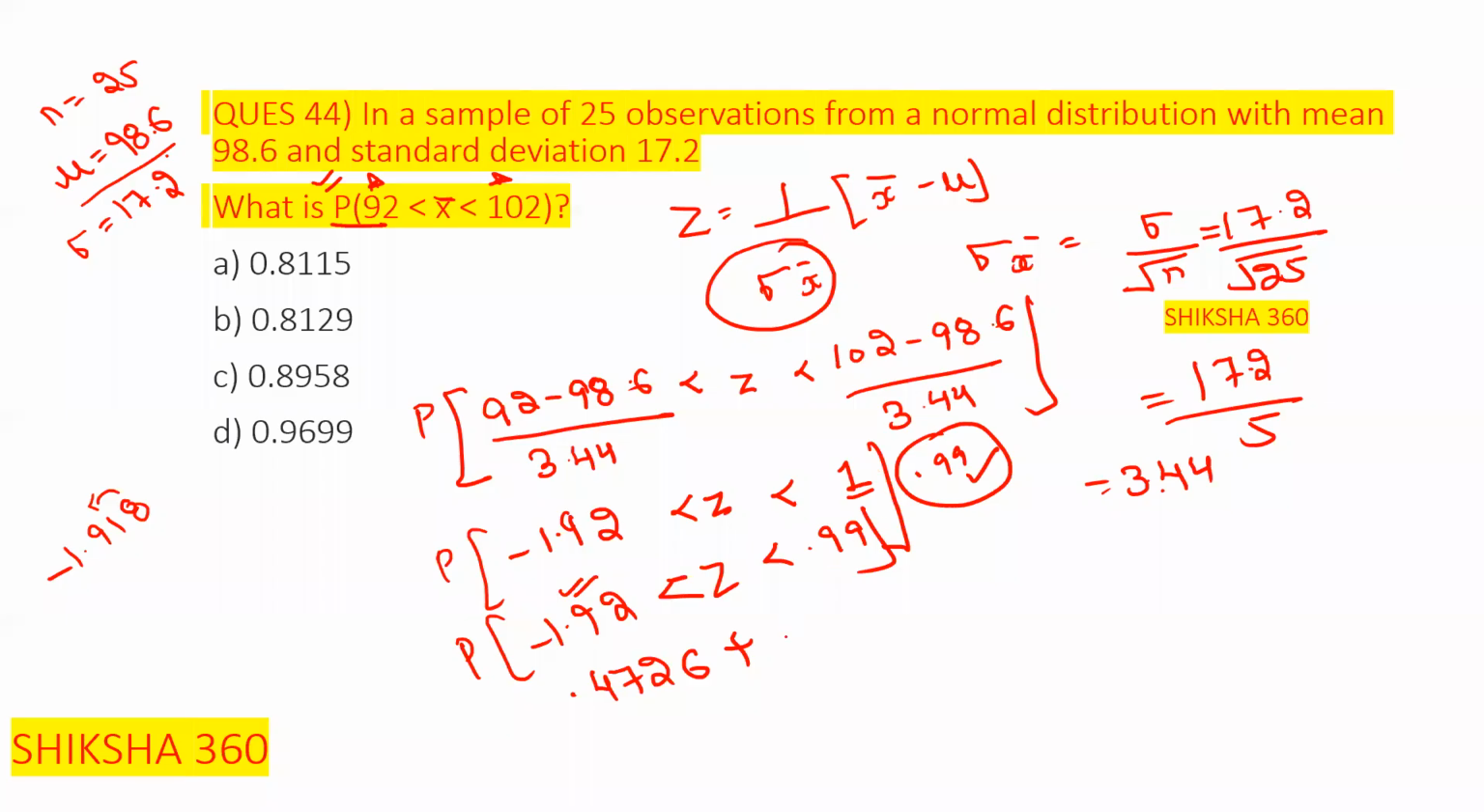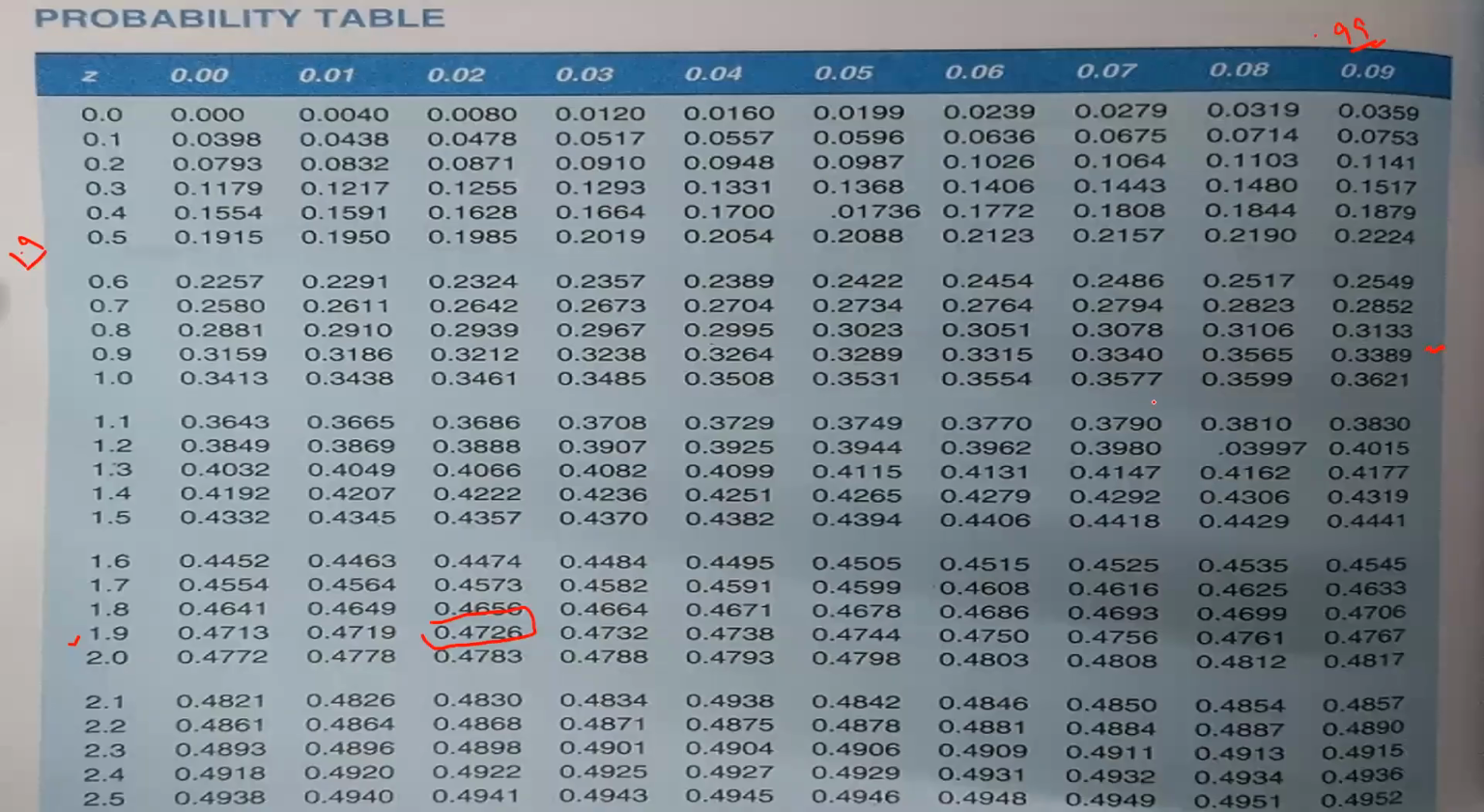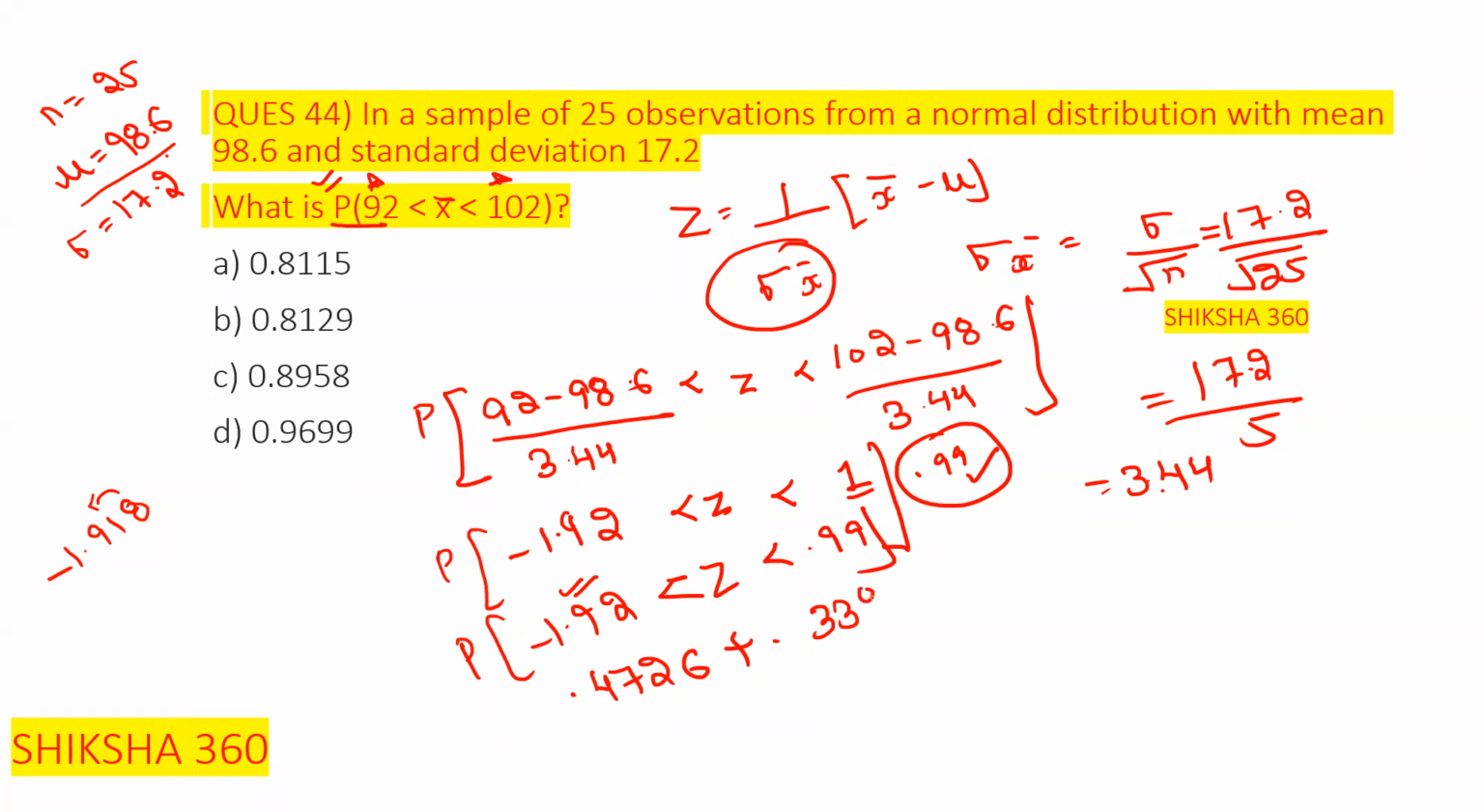So here we will go with 0.3389. When we solve this, 0.4726 plus 0.3389, we will get 0.8115. This one is our answer.